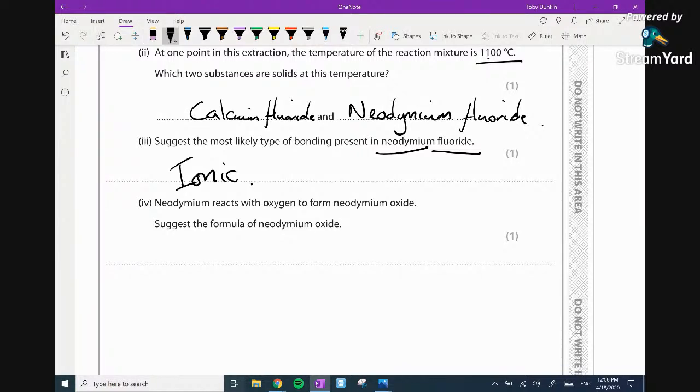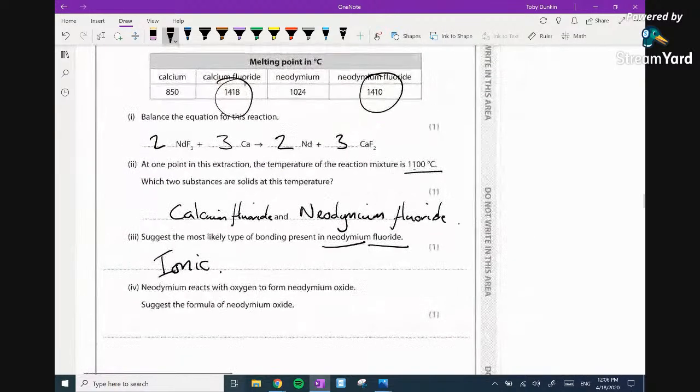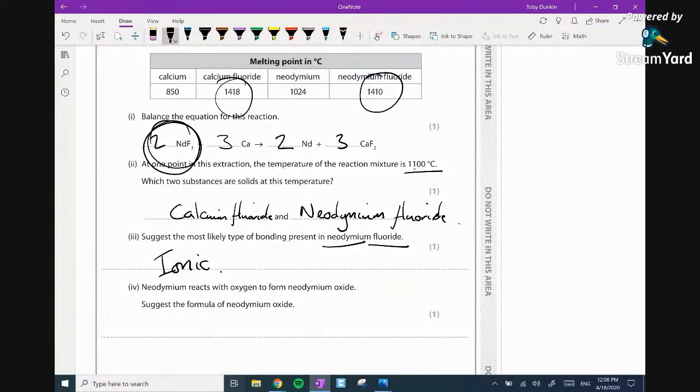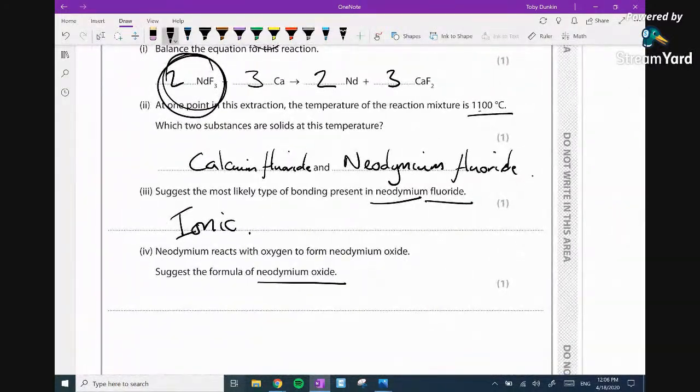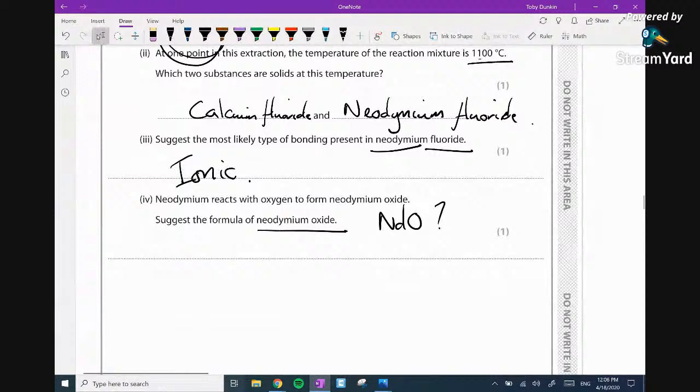Neodymium reacts with oxygen to form neodymium oxide, suggest a formula. That was hard, and they all wanted the table for this one. And the way that you got this was from here. So neodymium fluoride, so they've asked us to predict neodymium oxide, NdO, question mark. They want us to predict it. What are the numbers? And what we know is that it is NdF3.